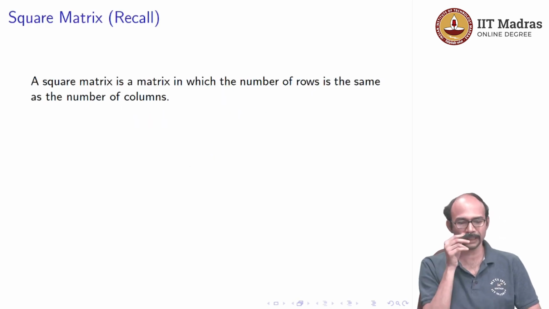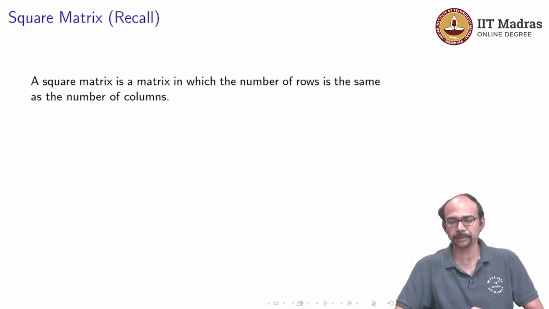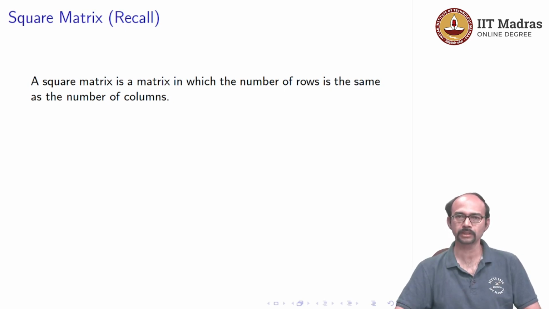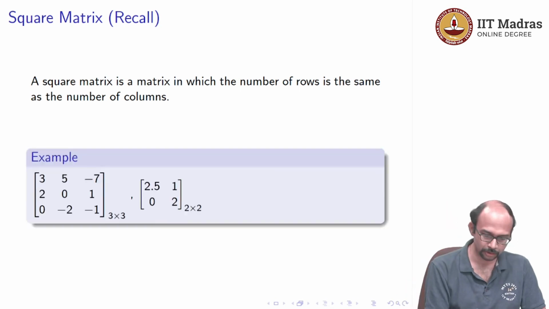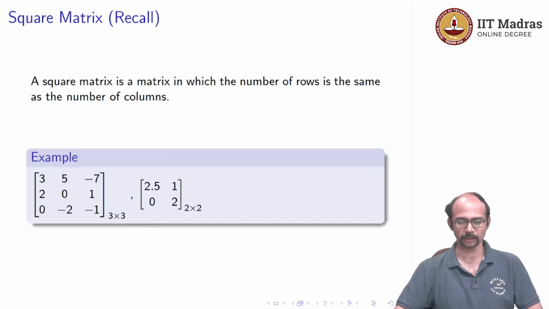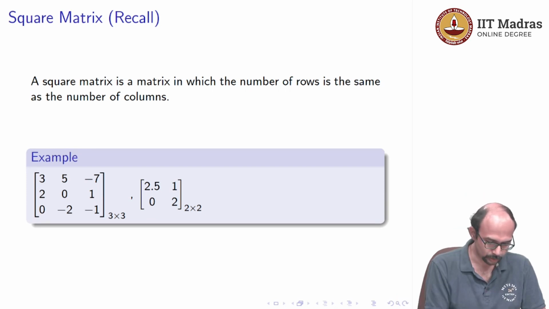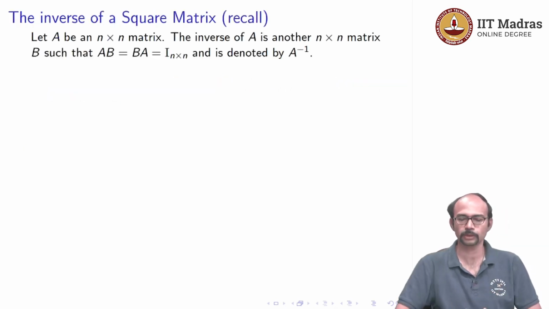Okay, so, let us recall quickly what a square matrix is. A square matrix is a matrix in which the number of rows is the same as the number of columns. So, here is an example. The first one is a 3 by 3 example, the second one is a 2 by 2 example. A non-example would be something which has 2 rows and 3 columns, or let us say 5 rows and 8 columns. Okay.